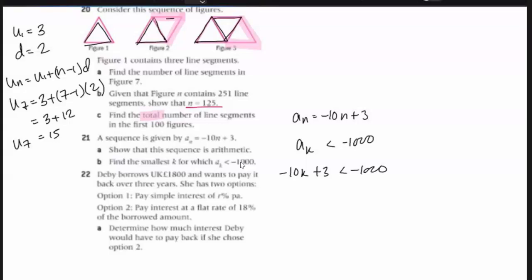This one you can solve algebraically. You really don't need to use nsolve for this. You can just subtract 3 from both sides. You will get, oh, this is actually really important, negative 1,003, because you have to subtract 3 from both sides. Really, really important when we are solving this. I'm going to divide by negative 10 on both sides.